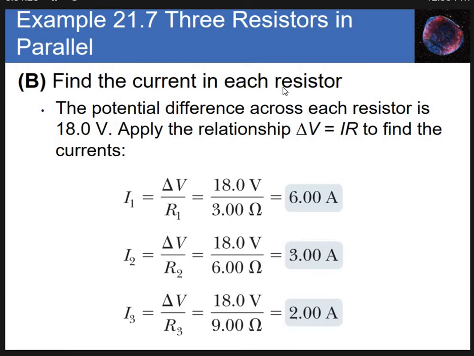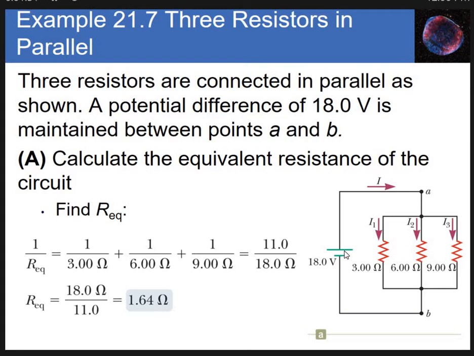Now, they're going to ask us to find the current in each resistor. So let's go back for a second. When the current goes from the positive side of the battery and travels through this junction, the current has 3 possible paths because there are 3 resistors. They're all in parallel. So part of the current will go here, part will go here, part will go here. But before we find how much went through resistor 1, 2, and 3, we need to calculate the total current.